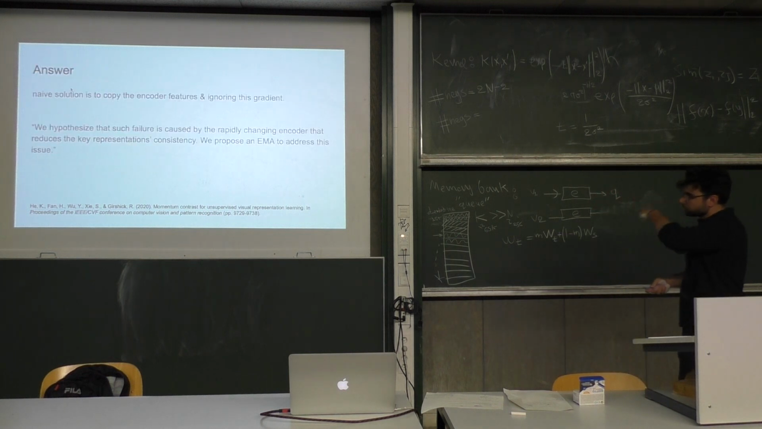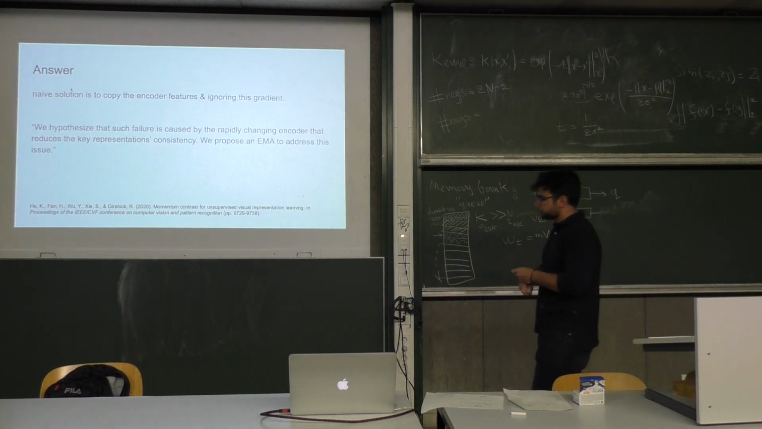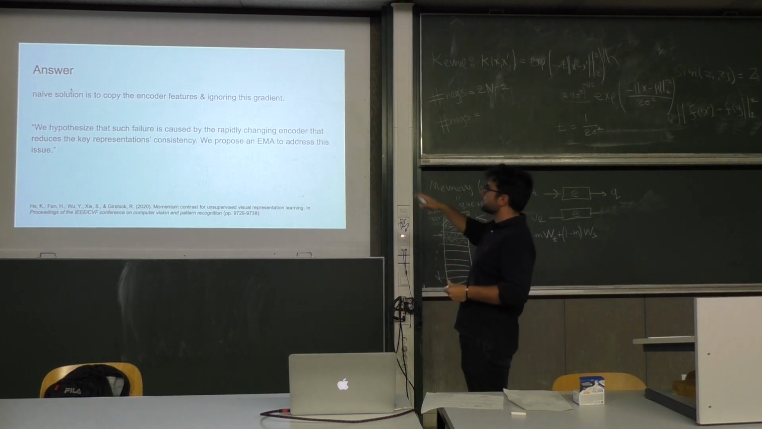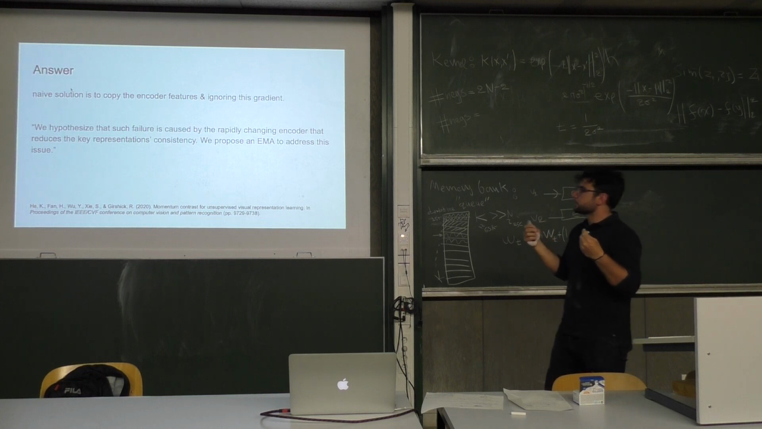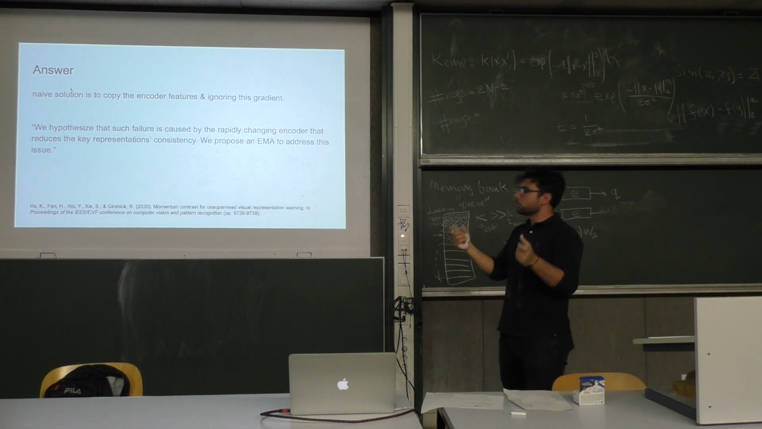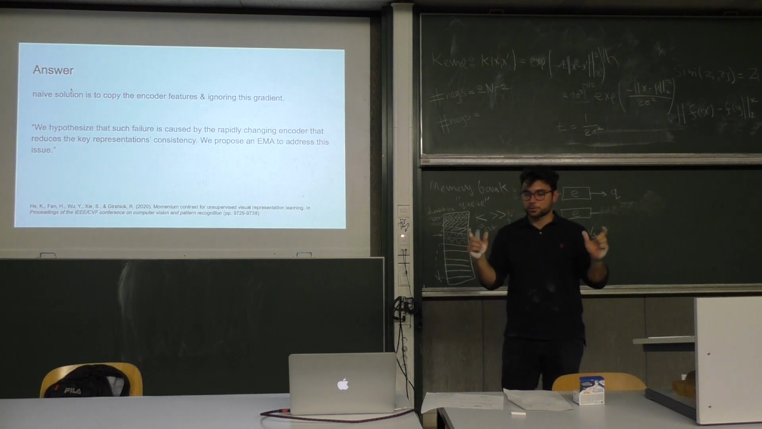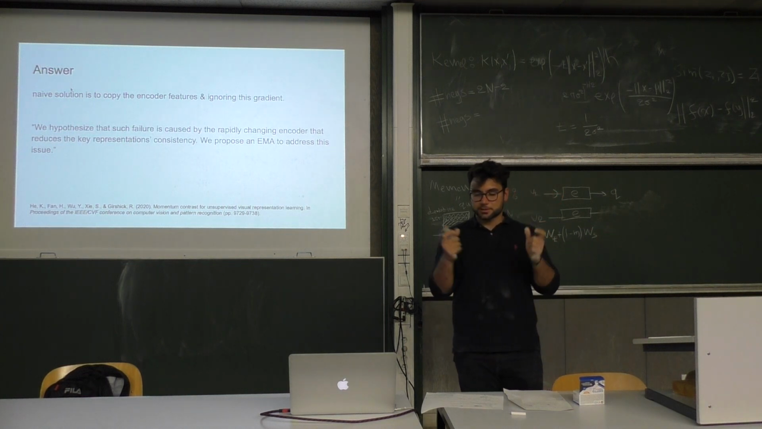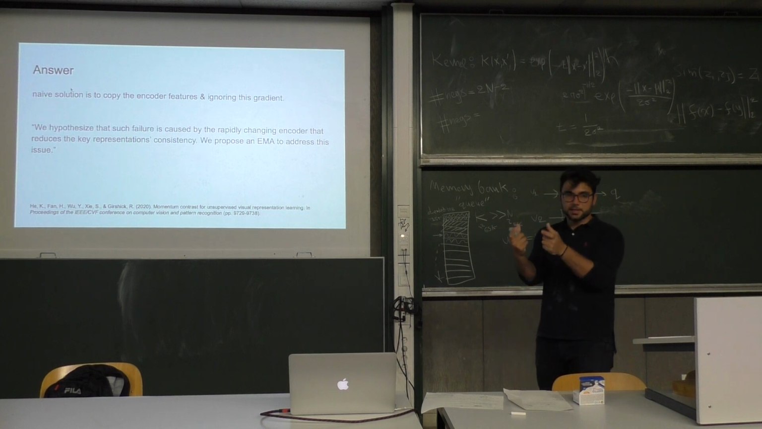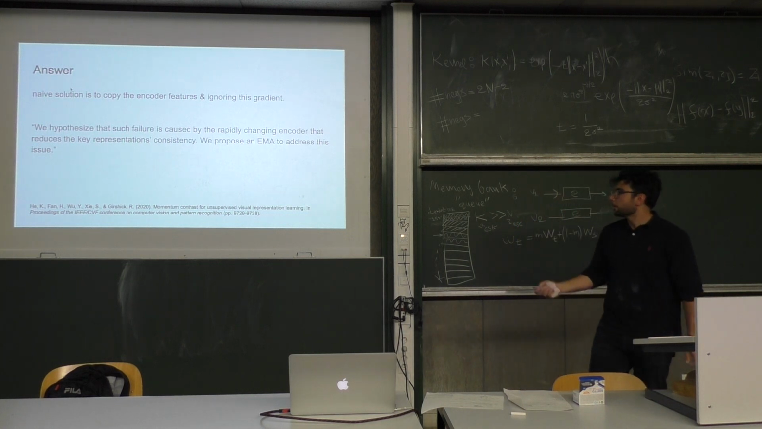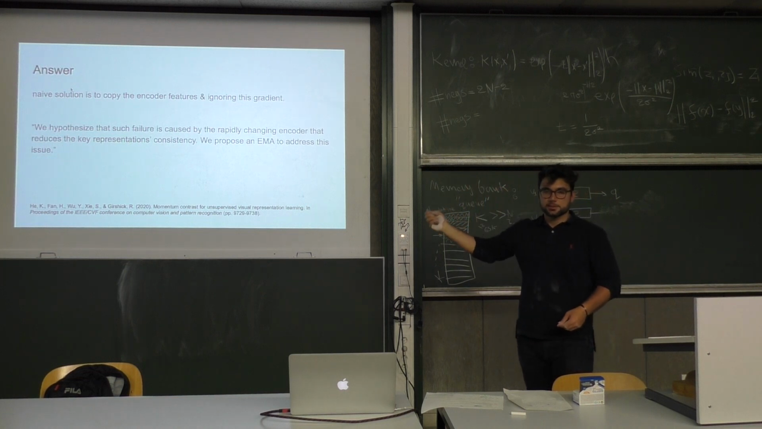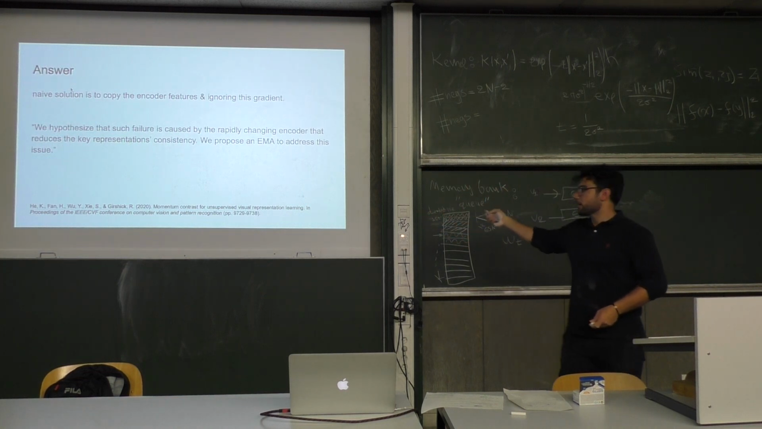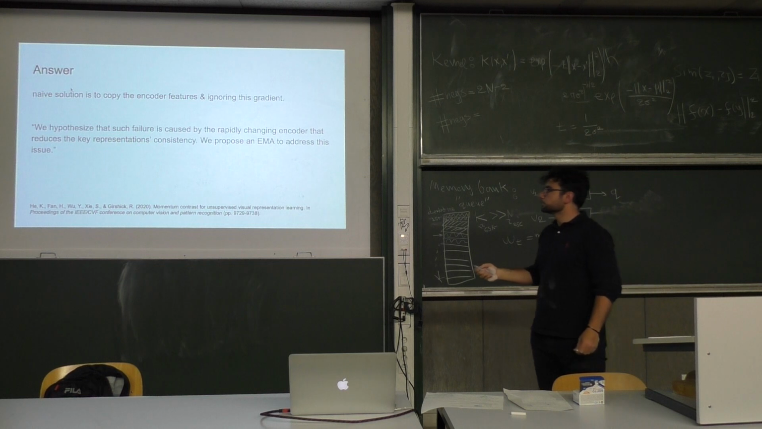Okay. Here I explain, they write in the paper that they hypothesize that it's attributed to the rapidly changing encoder, and this may indicate, because it's still a hypothesis, that it reduces the representation's consistency. So I want to emphasize the consistency part here. And EMA stands for exponential moving average, usually over the parameters when we talk about models.